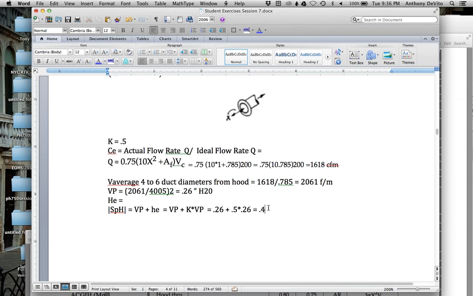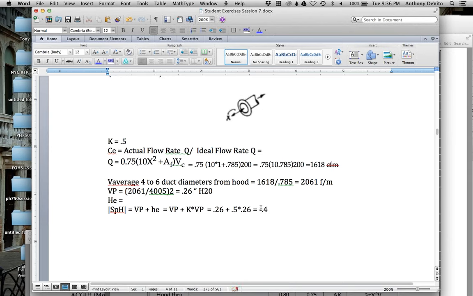0.4? Okay, but that's the positive value of the static pressure for the hood, measured a little bit up here. What is it really, that static pressure? It's not really a positive number, right? It's really a negative number. We calculated the positive value, but we know that the hood static pressure has to be negative 0.4, is what it really is.